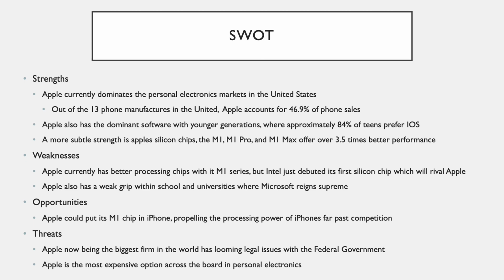A more subtle strength that applies to Apple is their silicone chips, which is the M1, M1 Pro, and M1 Max. Those chips offer 3.5 times better performance than the competition, and they provide about double the battery life of the competition. To give you a brief explanation of what these M1 chips are, instead of using the traditional chip with 36 pins on the bottom, it's a silicone chip.